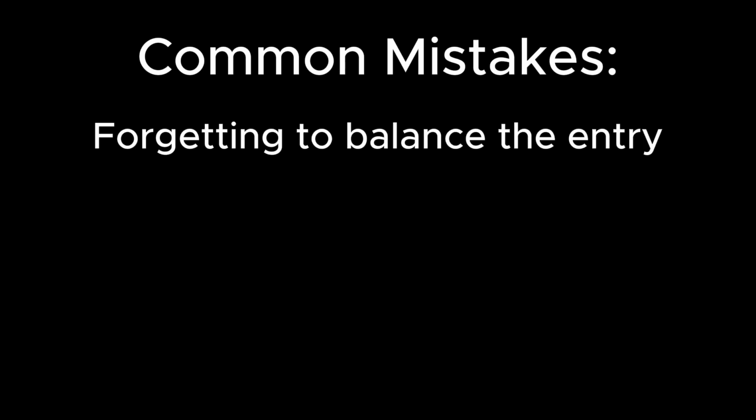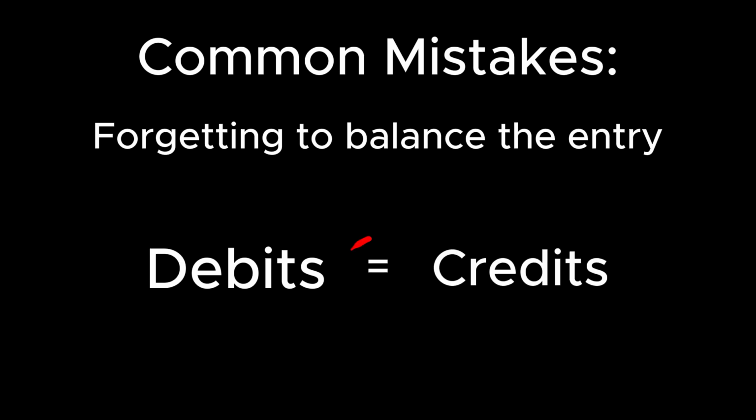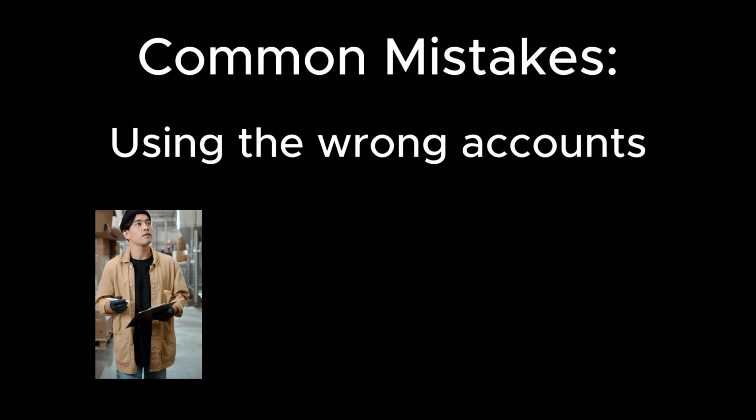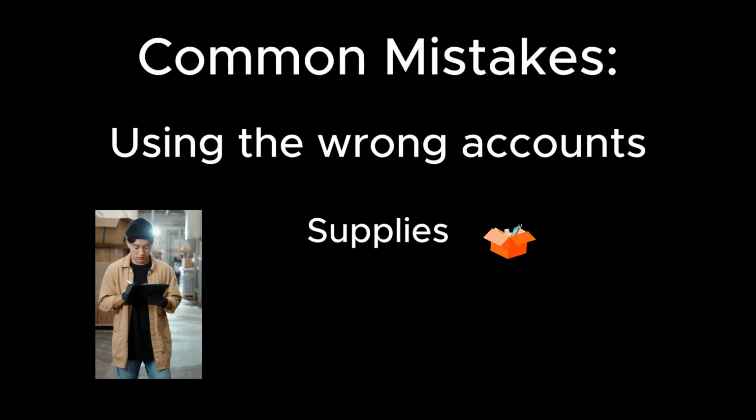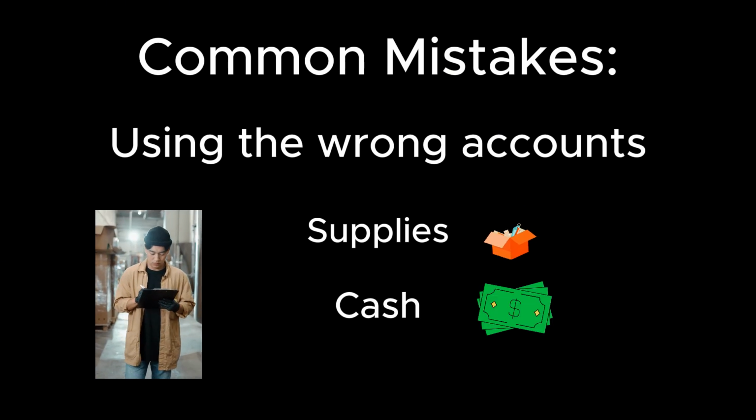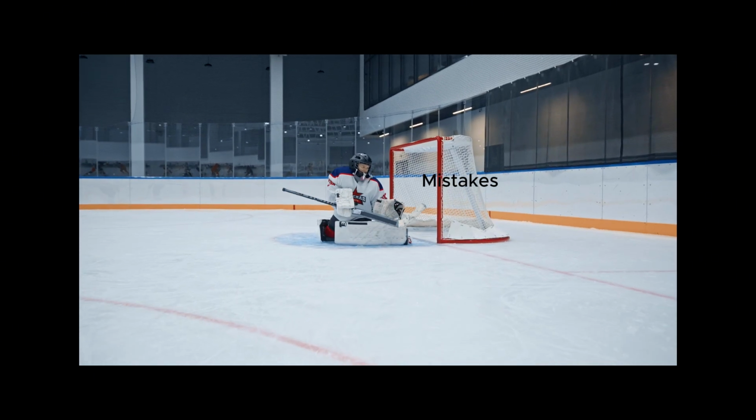Next, forgetting to balance the entry. Always check that your debits equal your credits. If they don't, then you've missed something. Lastly, using the wrong accounts. Make sure you're choosing the correct accounts for the transaction. In this example, we use supplies and cash, which are both assets. Avoid these mistakes and journal entries will become second nature.